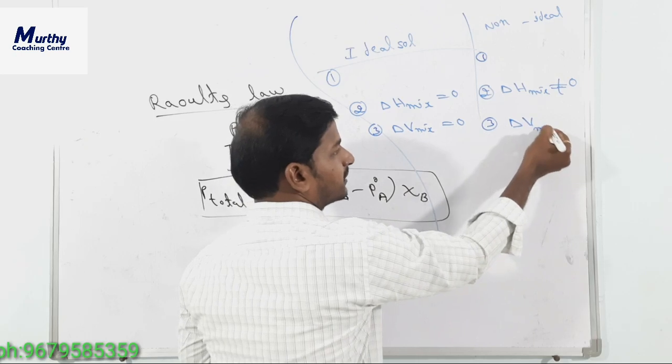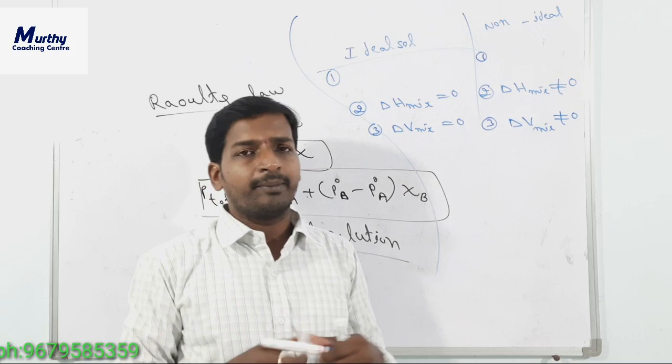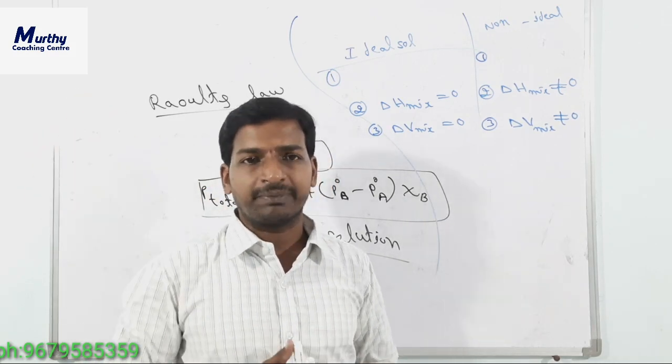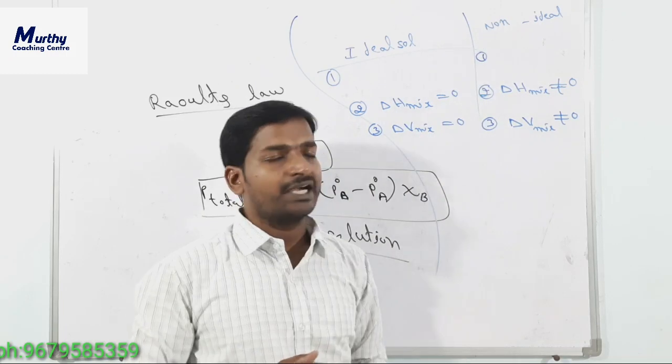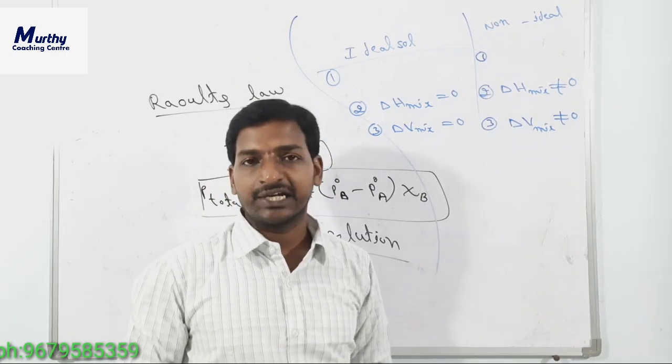Delta V mixture not equal to 0 means that during the formation of the solution, there may be expansion or compression, and then we consider it a non-ideal solution.